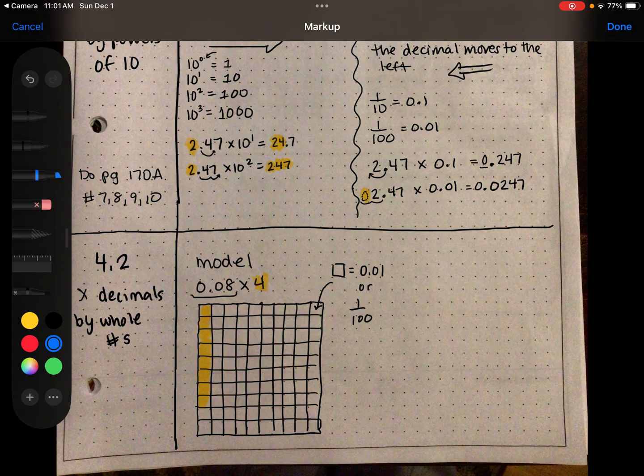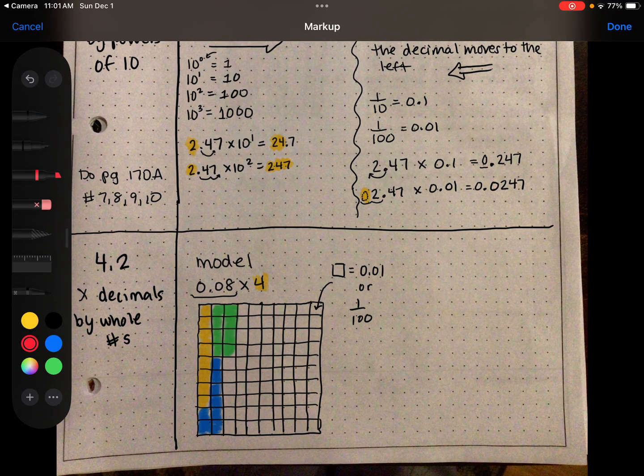So if I need 8 of them, I'm going to color them in. So we'll start with yellow. 1, 2, 3, 4, 5, 6, 7, 8. Okay, so I just did that 1 time. Now I'm going to change my color and do it 2 times. 1, 2, 3, 4, 5, 6, 7, 8. So I colored in 8 more boxes.